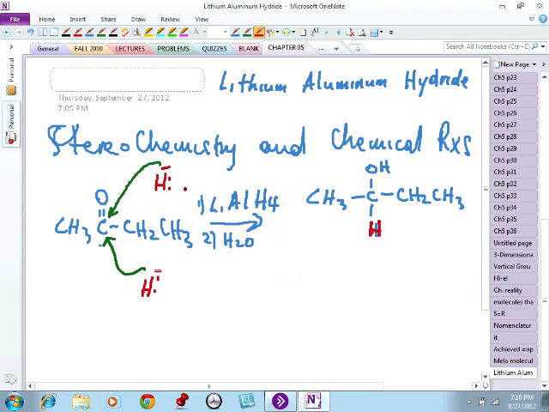If the hydride attacks the carbonyl carbon from the top, you get one product, which is an enantiomer. If it attacks from the bottom, then you get the mirror image of that enantiomer. So in this case, the mirror image will be here. Mirror image will be there.